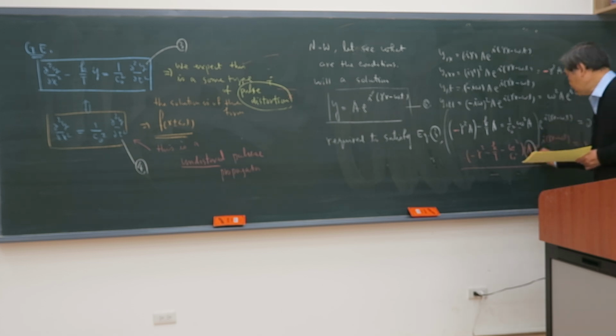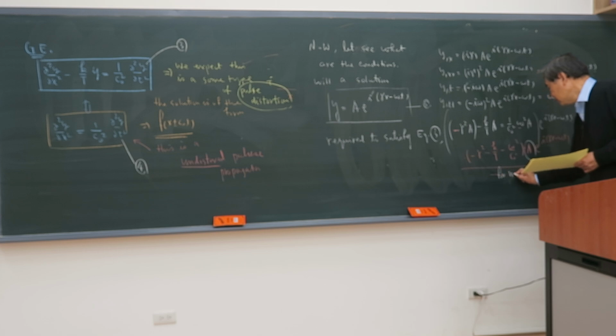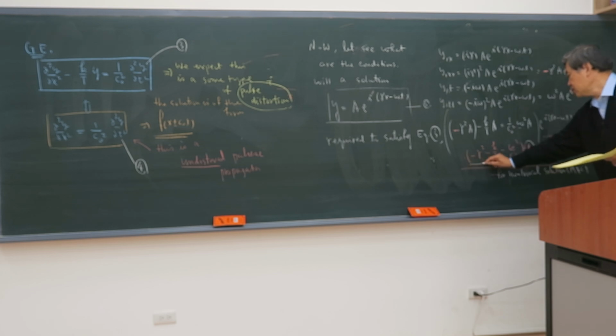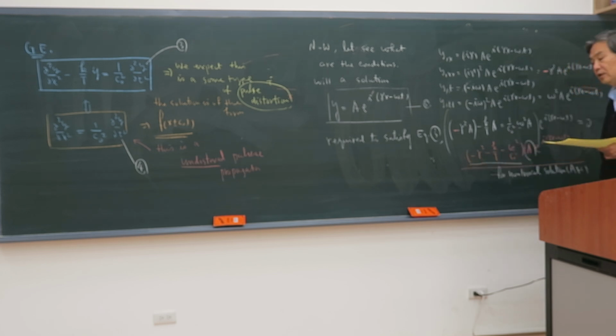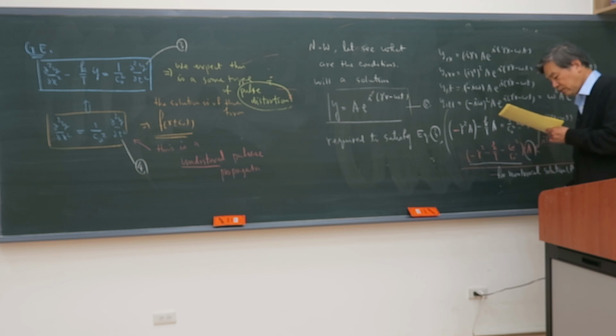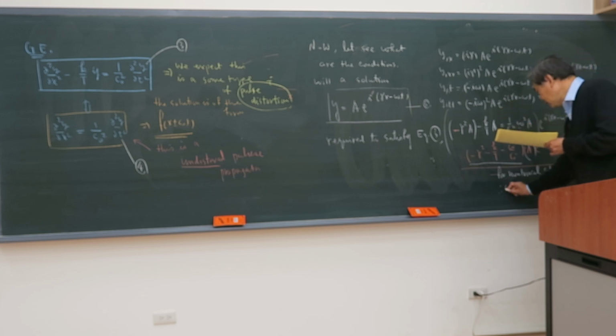So for a non-trivial solution, A cannot be 0, right? So this cannot be 0. If it is 0, it is a trivial solution. So we have to force this term to become 0. So this term we have to be 0, so we will have omega.